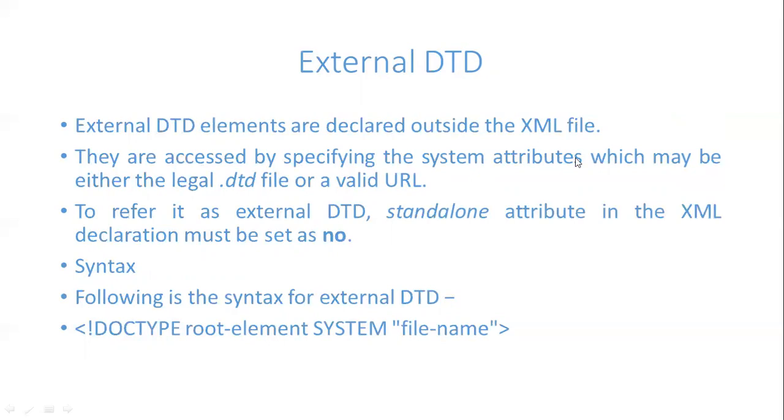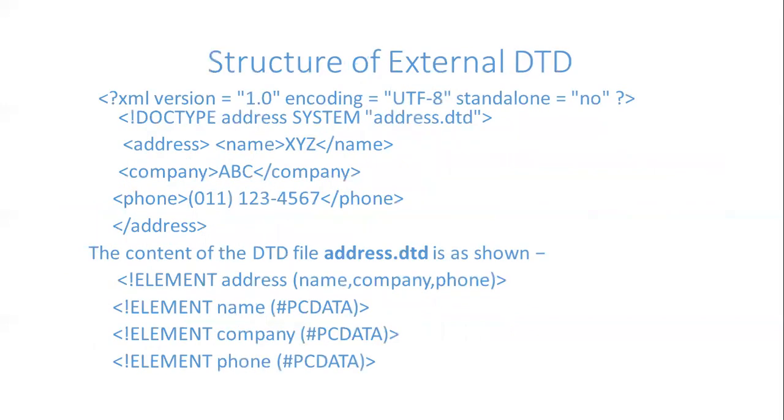They are accessed by specifying the SYSTEM attribute with the DTD file. The standalone property here should be set to no. Here is the syntax of the external DTD: DOCTYPE, root element, SYSTEM, and then the name of the external DTD file that is to be specified. You can just check here.